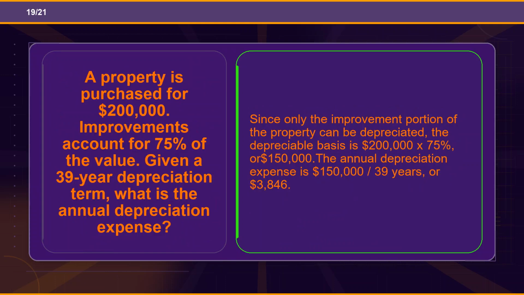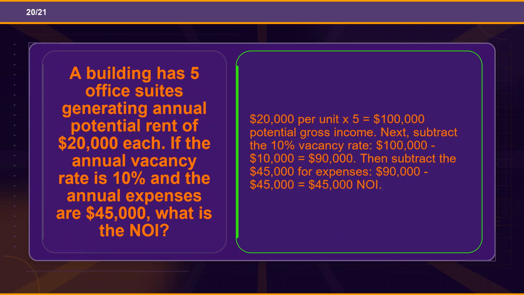Flashcard 19. Term: a property is purchased for $200,000. Improvements account for 75% of the value. Given a 39-year depreciation term, what is the annual depreciation expense? Definition: since only the improvement portion of the property can be depreciated, the depreciable basis is $200,000 x 75%, or only $150,000. The annual depreciation expense is $150,000 divided by 39 years, or $3,846.